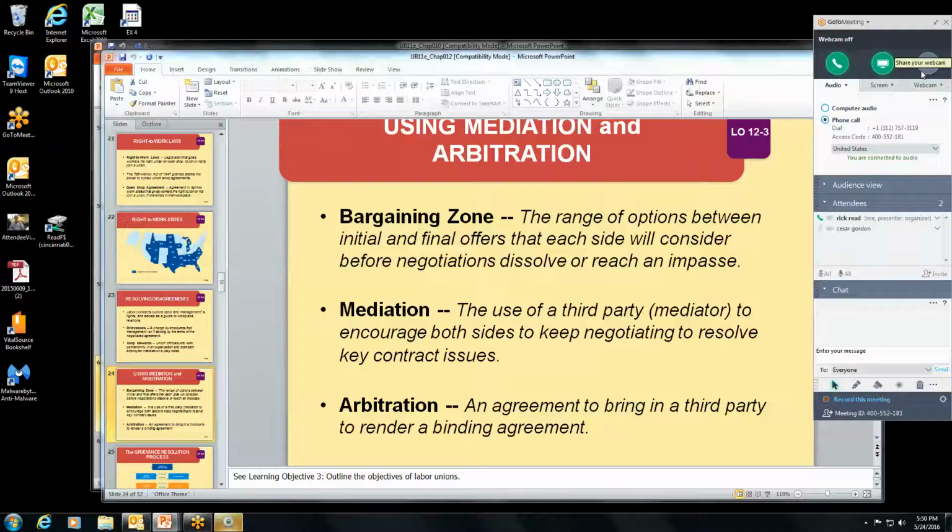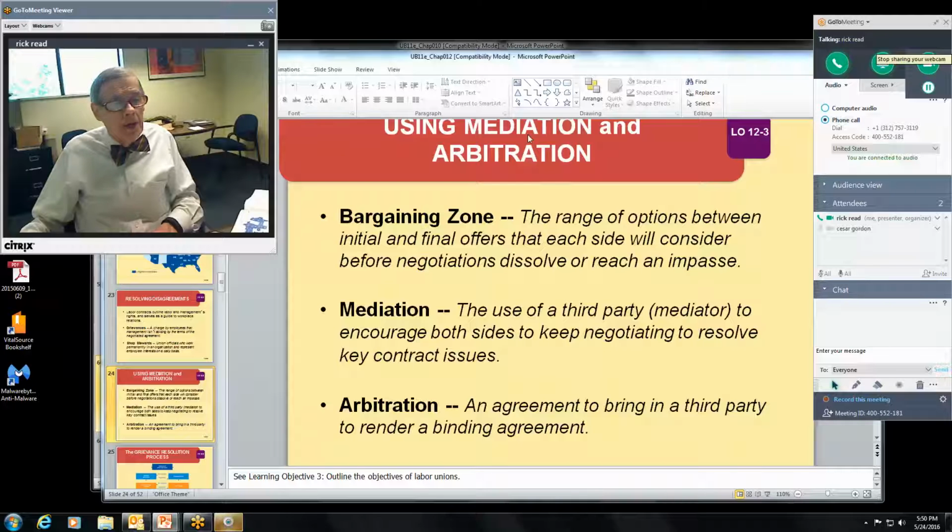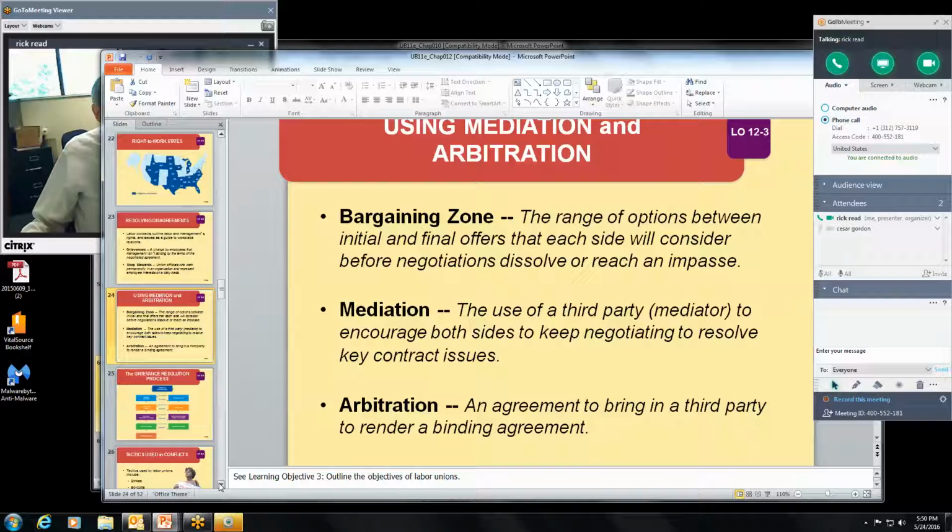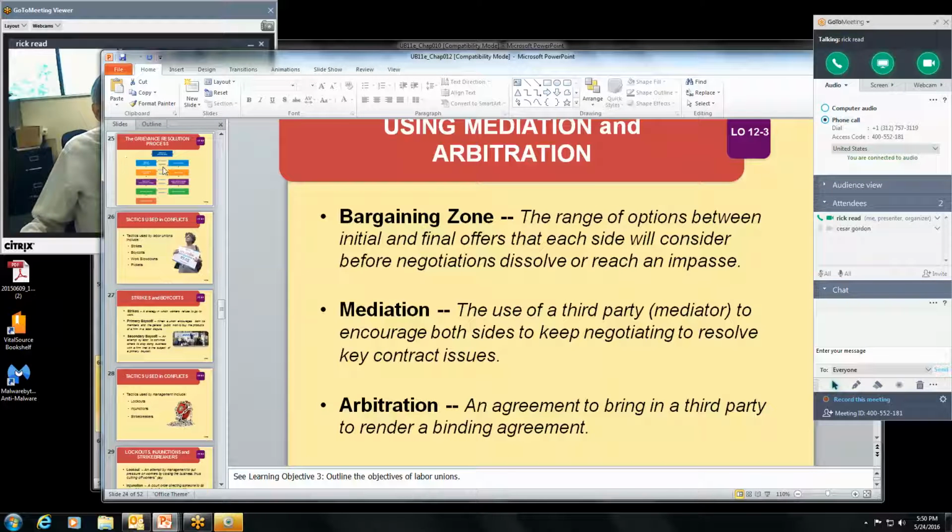That's part of his or her job. We have a thing that's known as a bargaining zone. By the way, I don't know why they brought this in here, because we should be talking about grievances. I'm going to come back to mediation or arbitration later, because I want to get into the grievance procedure.